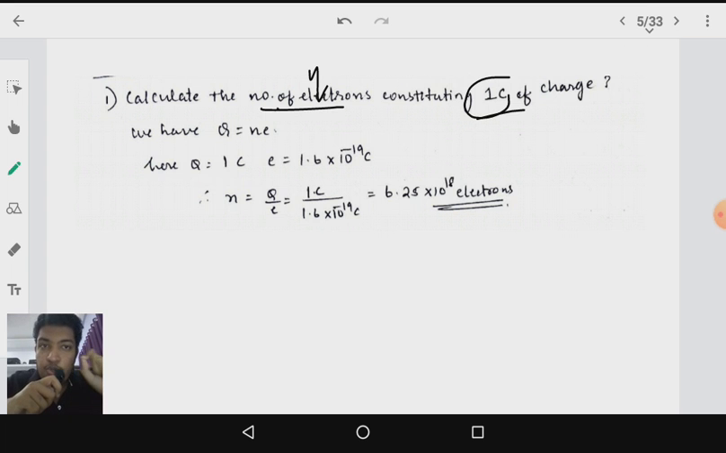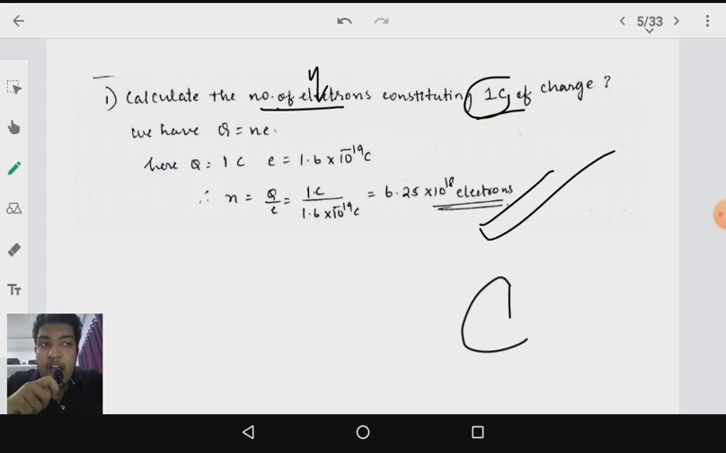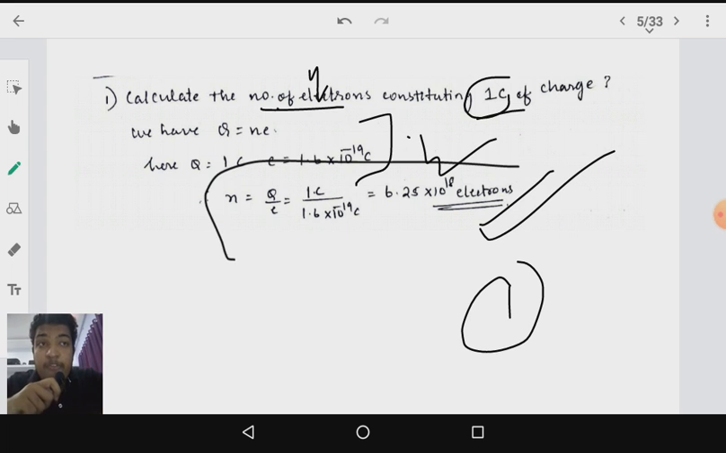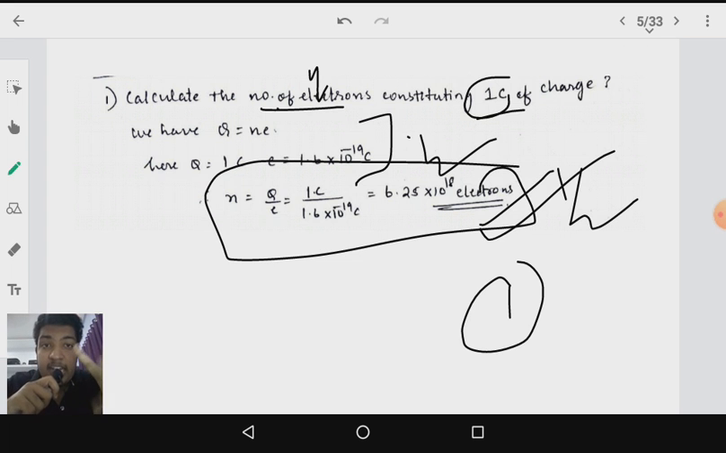So n is equal to Q divided by e, which is 1 divided by 1.6 into 10 raised to minus 19 coulomb. On simplification we get 6.25 into 10 raised to 18 electrons, and please note that this is a standard value. 1 coulomb will have 6.25 into 10 raised to 18 electrons. If this question comes in the examination, it will be a 1 mark question. For writing the formula and the given values you will get half a mark, and for the simplification part, another half mark. That is how 1 mark is distributed for this question.